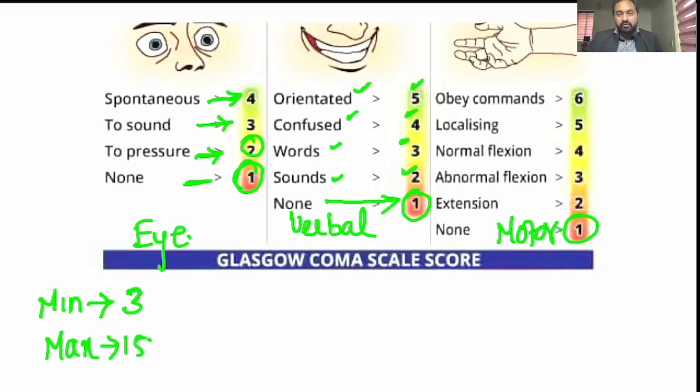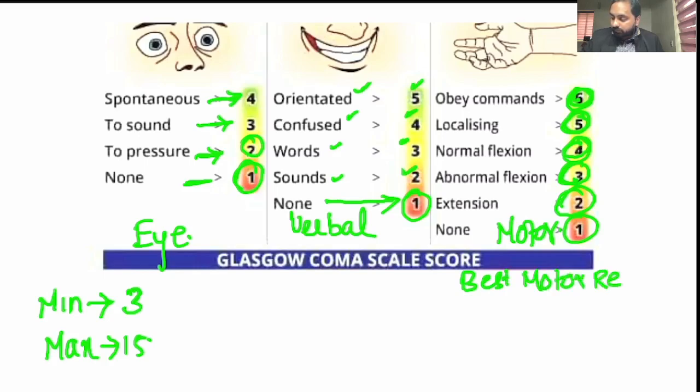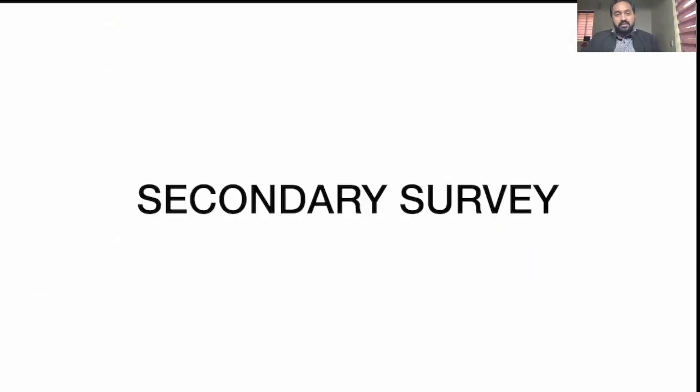Similarly, in case of motor response, if it obeys command, it is 6. Localizing, 5. Normal flexion, 4. Abnormal flexion, 3. Extension, 2. And no response is a score of 1. Please remember that you always take the best motor response. Right. So this is all about your primary survey.